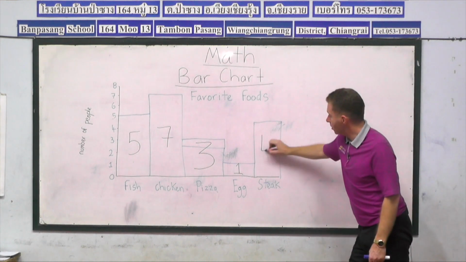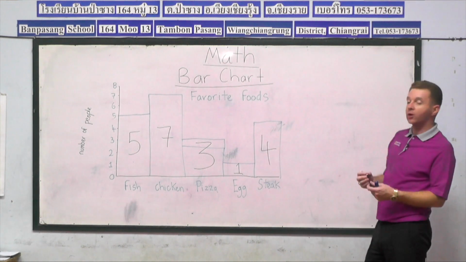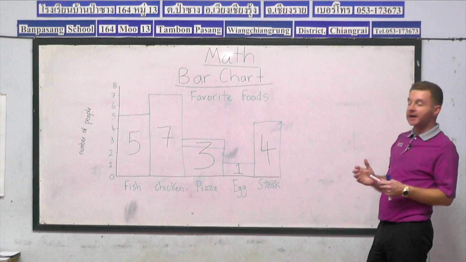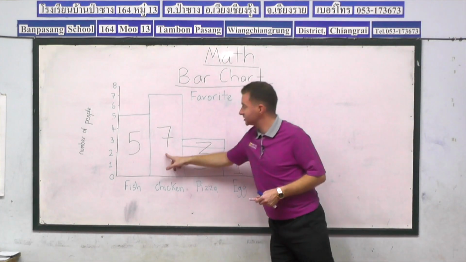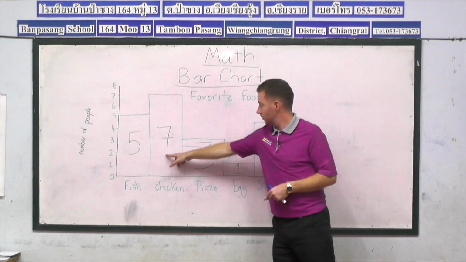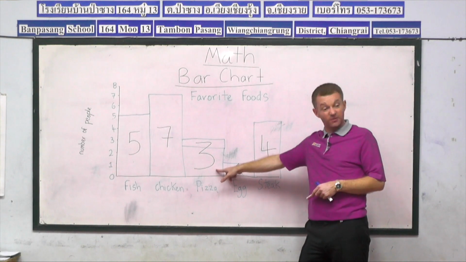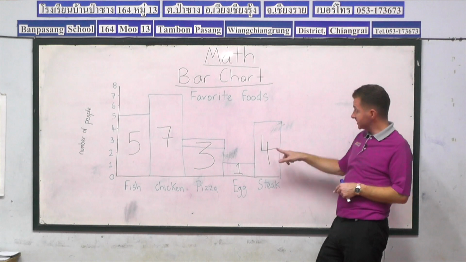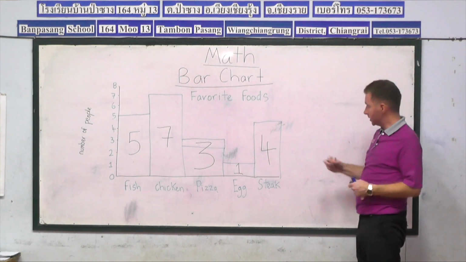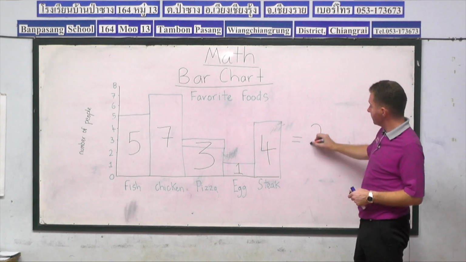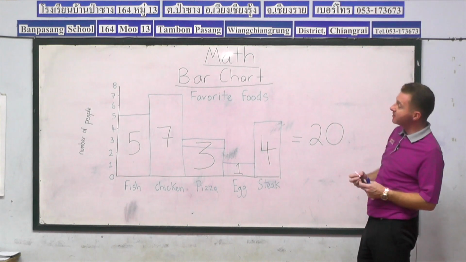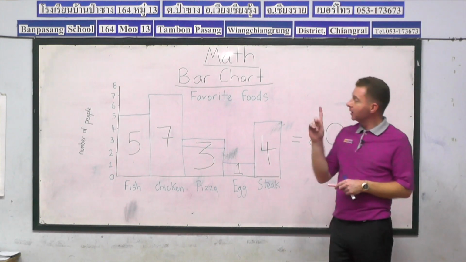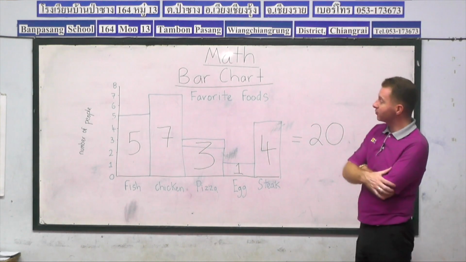Okay, so now add up all of the categories. And how many do we have? 5 plus 7 equals 12 plus 3, 15. 15 plus 1, 16. 16 plus 4 equals 20. So we know that in total, 20 people were asked. Now, which is the most popular food?